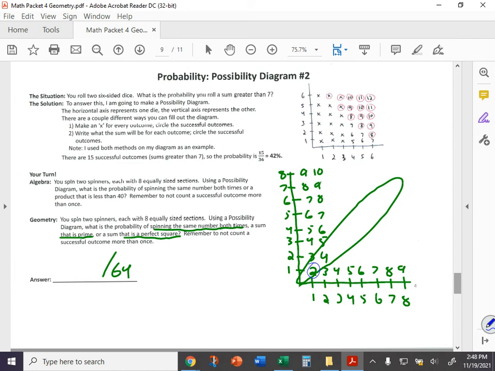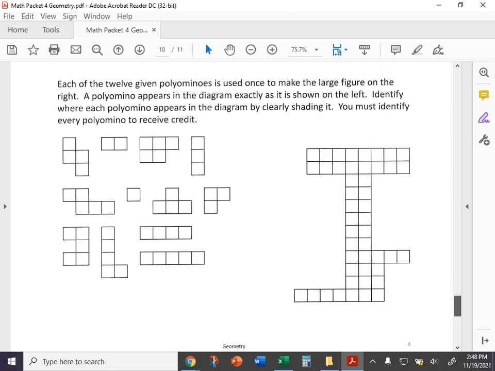Same thing with the 4. Same number both times, and 4 is a perfect square. Falls in both categories, but only one outcome, so only count it once. Okay? And then your probability out of 64 there: your number of successful outcomes divided by 64. The Tetris one, you know how this works, no explanation needed.